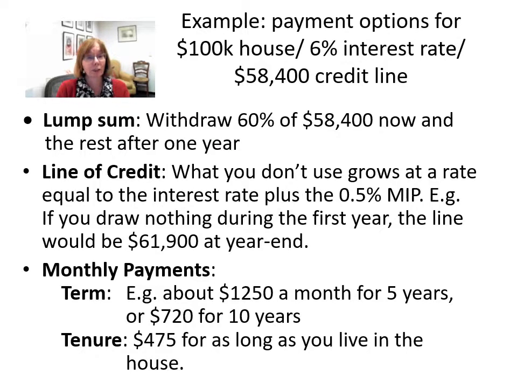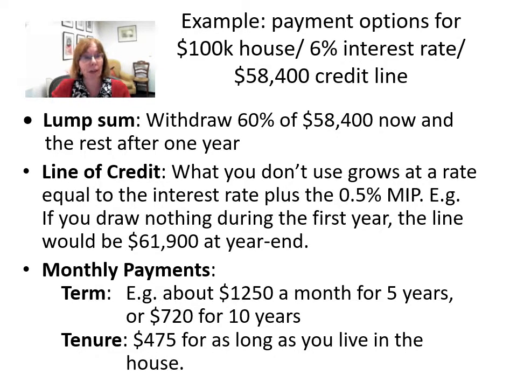Or you could opt for an annuity that would last for the length of your life, but then of course, nothing's certain, and the bank would give you less per month on that kind of a loan, $475 for as long as you live. It's not all that much, but it could make the difference between being able to stay there or not.